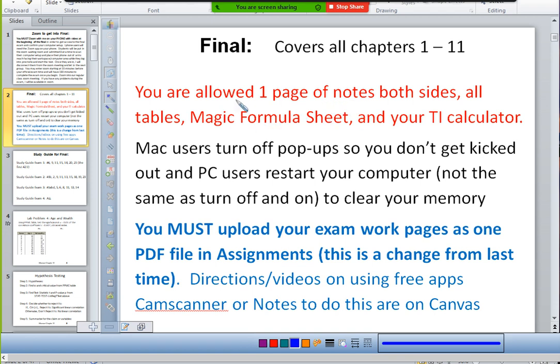So any half pages you want are fine as long as you have a total of 4 half pages one-sided. Also, obviously, you can use your tables, match your formula sheet, calculator. Mac users, make sure you turn off the pop-ups, or else it might kick you out. And PCs, make sure you restart your computer to clear your memory. And you guys all know you have to upload your exam work pages in assignments.